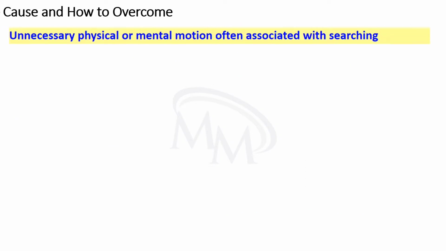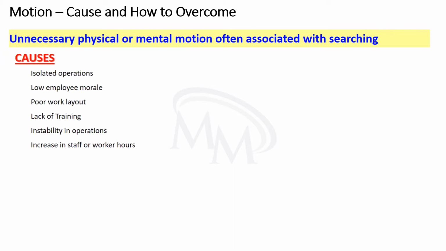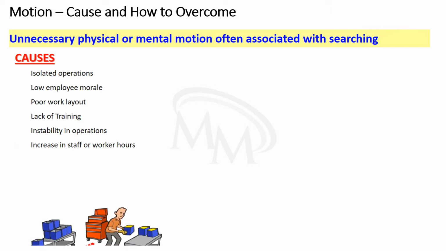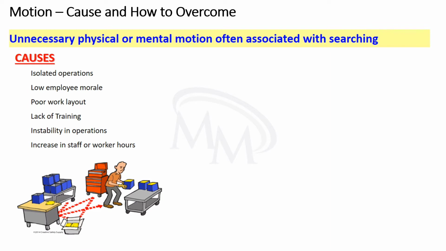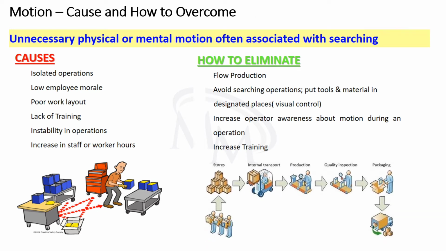Motion means any unnecessary physical or mental motion, often associated with searching. What are the causes for unnecessary motion? Isolated operations, low employee morale, poor work layout, lack of training, instability in operations, and increase in staff or worker hours. We can eliminate motion by flow production, visual control to avoid searching for tools and materials, increasing onus on motion waste to operator, and training them.